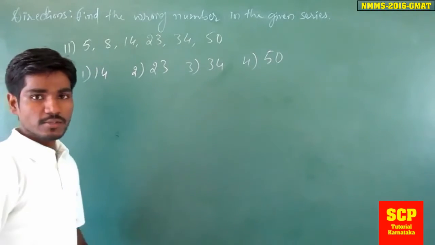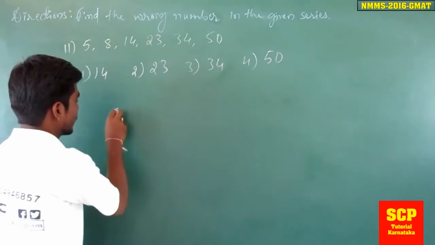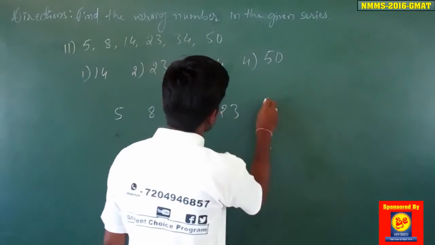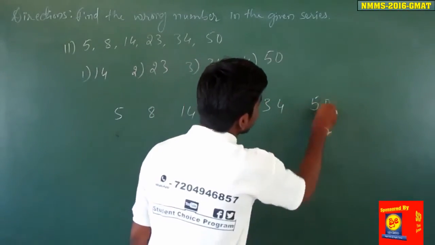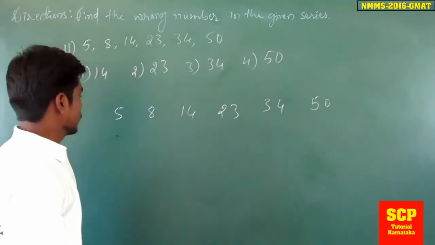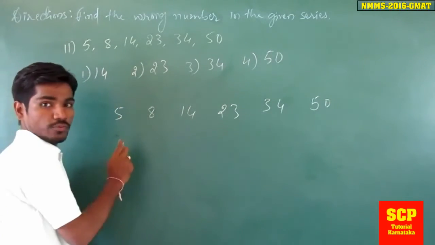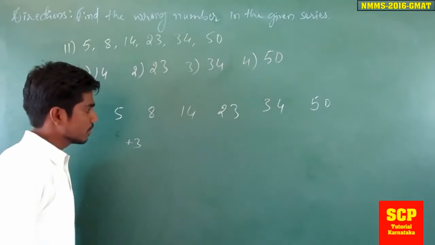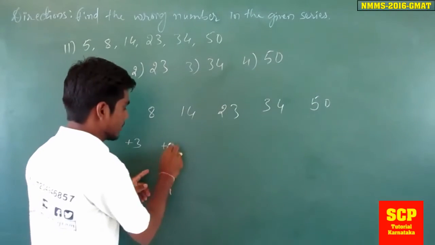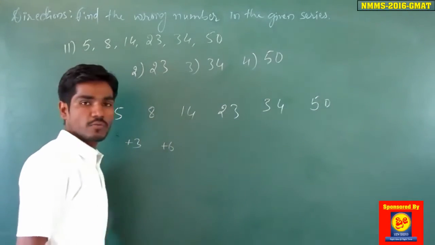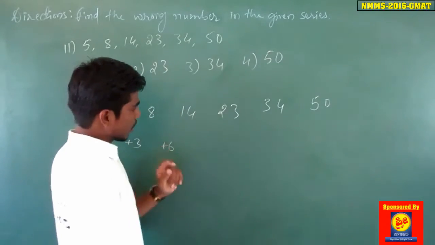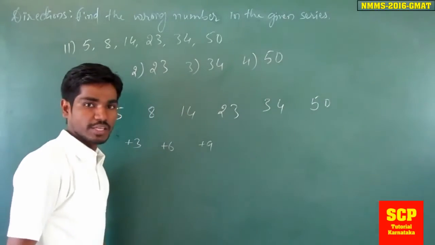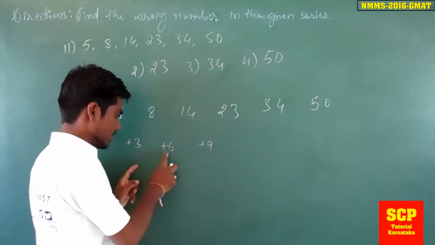Friends, to solve this, first let me write the given question, that is 5, 8, 14, 23, 34 and 50. So I can get 8 from 5 if I add 3. That is 5 plus 3 is what? 8. 14 is obtained when I add 6 to 8. That is 8 plus 6 is what? 14. And 23 is obtained when I add 9 to 14. That is 14 plus 9 is what? 23.